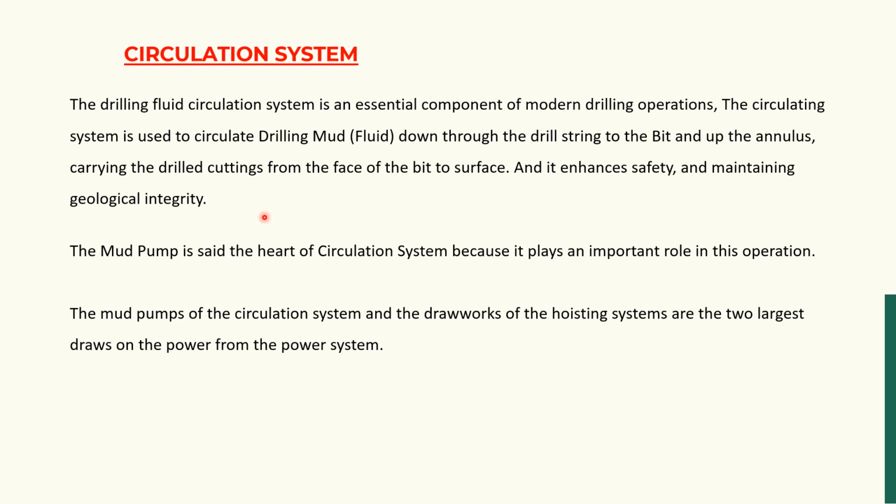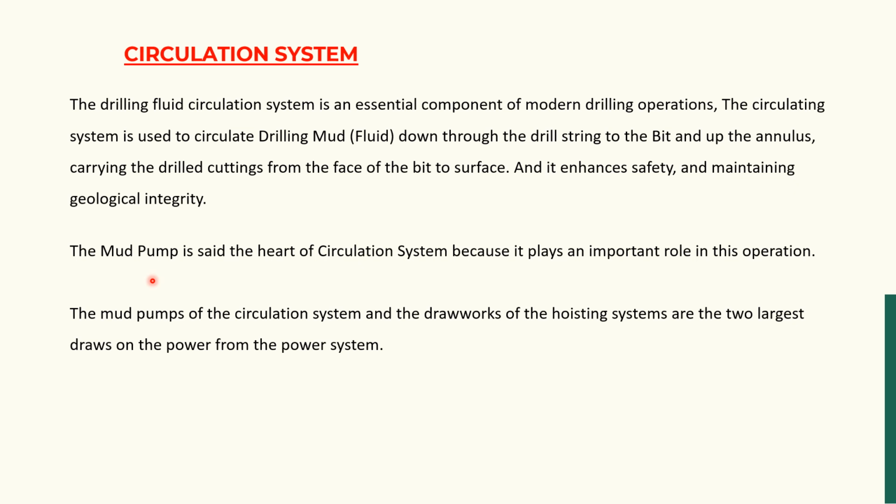So the circulation system is a process through which we circulate the drilling fluid or drilling mud from the mud tank to the drill bit at the bottom of the hole, through the drill string, and then this drilling fluid comes back to the surface through the annulus. So this is called a circulation system.